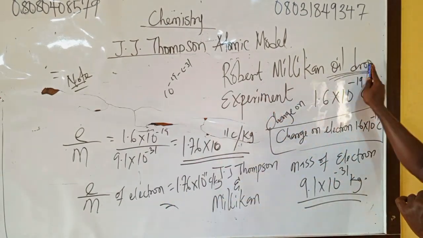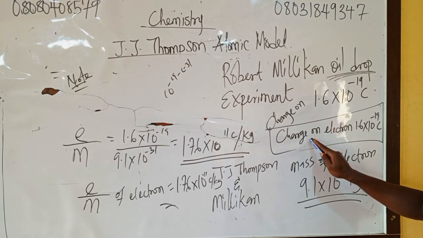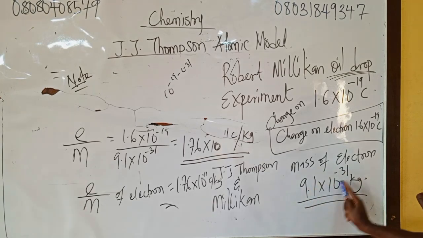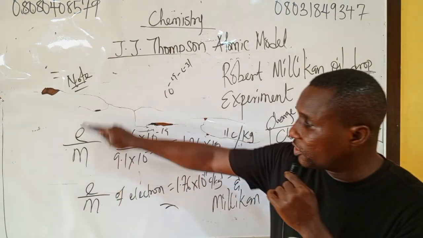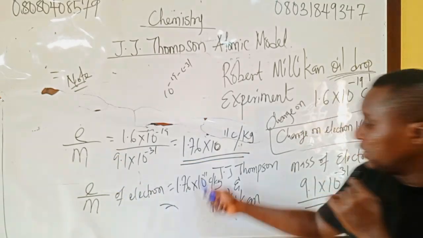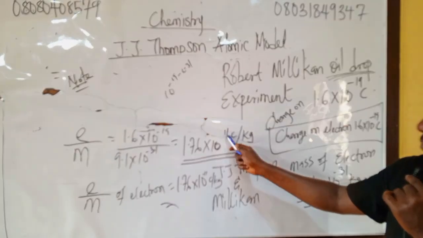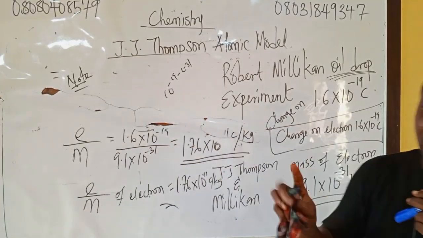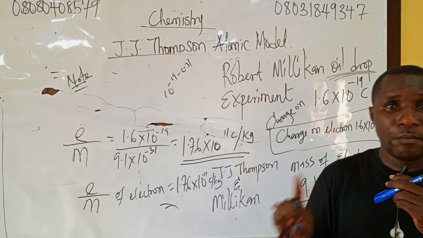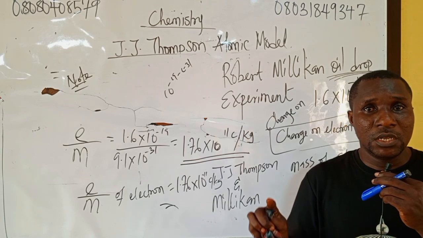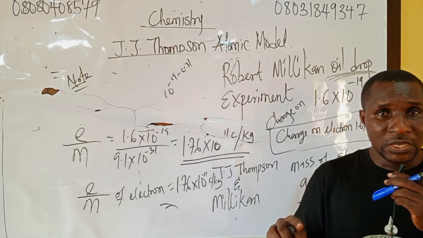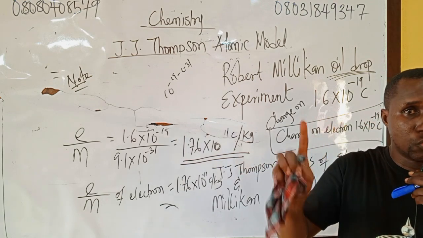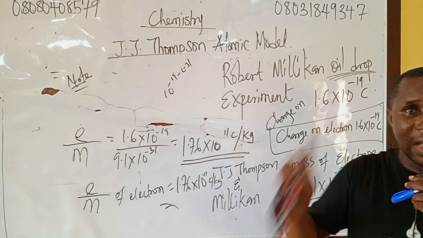And take note, Robert Millikan, using the oil drop experiment, discovered the charge on the electron, which is this. Then both J.J. Thompson and Millikan discovered the mass of the electron, which is this. Then the ratio of charge to mass of the electron is given as 1.76 times 10 raised to the power 11 coulomb per kilogram. That means this over this. And take note, I told you, the ratio of charge to mass does not depend on the type of electrode you use or the gas you use. If you change the gas or the electrode, it does not affect the ratio of charge to mass of the electron or cathode ray.